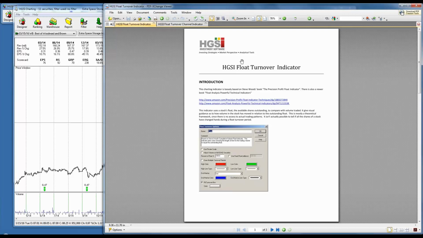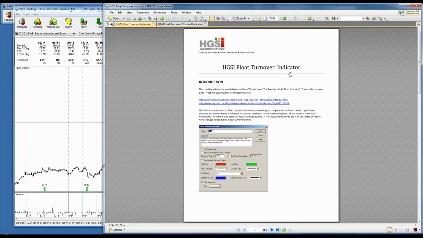The two indicators are loosely based on Steve Wood's book, The Precision Profit Float Indicator. And it's actually a fairly decent book, and I don't recommend investment books easily all the time, but it's a really fairly good read.